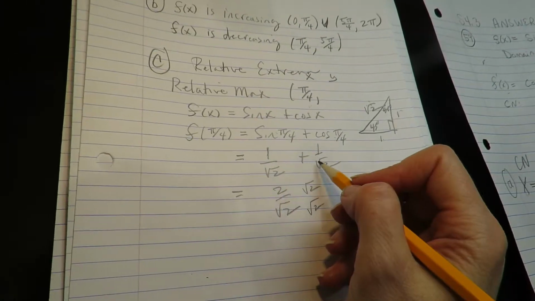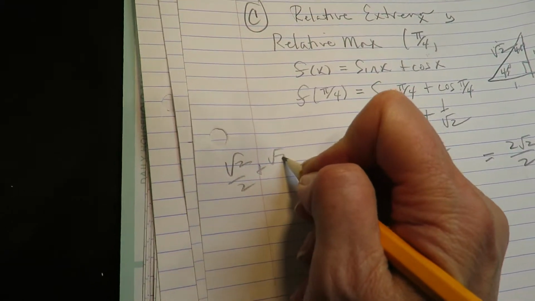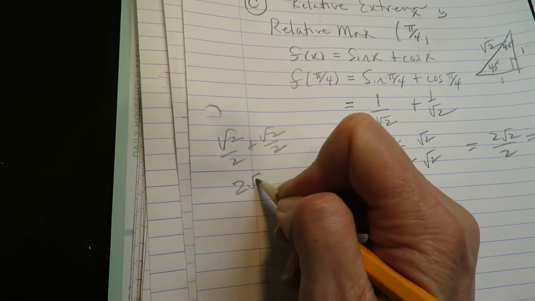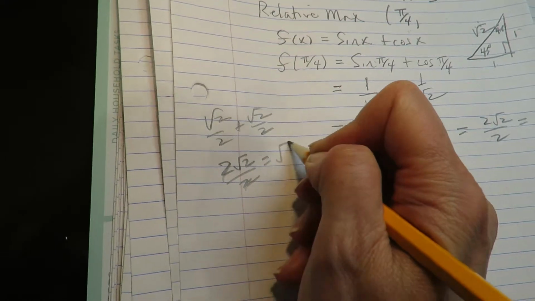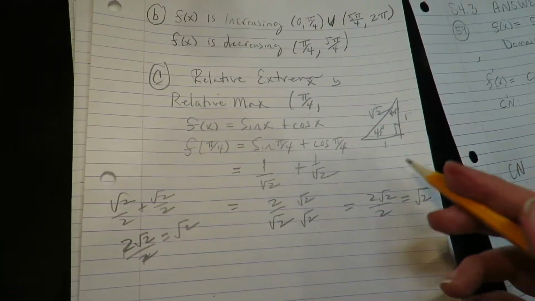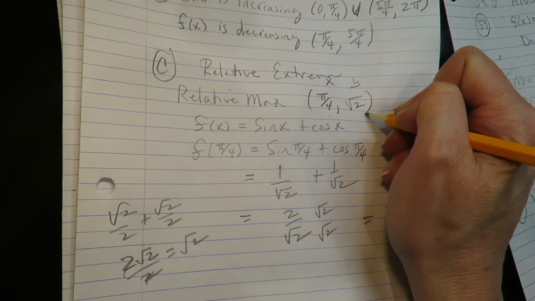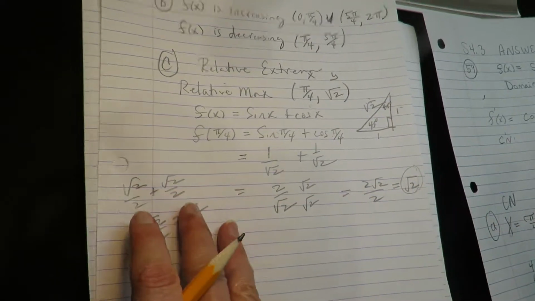Right, some of you, instead of writing it like that, will say this is radical 2 over 2 plus radical 2 over 2, which is 2 radical 2 over 2, which is radical 2. Okay, some of you will just go like that. All right, either way, that is the maximum height. All right, let's now do the other one.